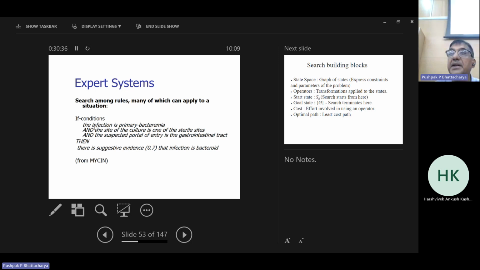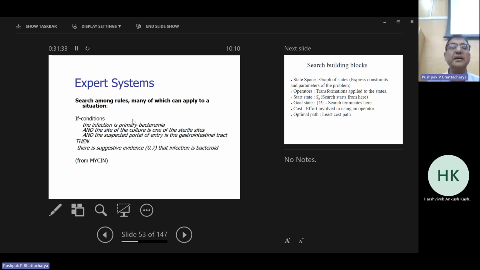So here there are two parts to this nugget of knowledge. There is an if part and there is a then part. So the then part can be a cognition decision or an action decision. Okay, so an action decision could be a rule that asks the robot to do something if some conditions are satisfied. So here the infection is primary bacteremia. This is one condition which is matched with the current situation. Now the point is that this same set of conditions in the if part can lead to multiple actions or multiple decisions. And then again we have to carry out a search amongst all possible rules matching the condition, and then pick up one of the rules which leads to an effective decision.